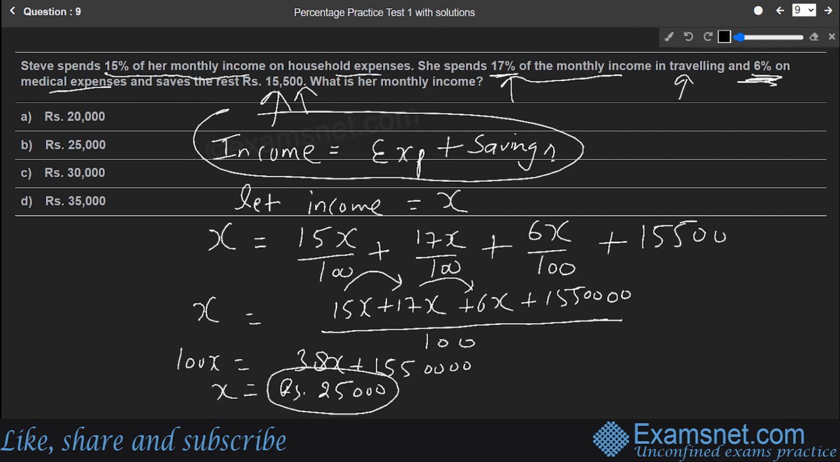So that is the monthly income of Steve, 25,000. Let us see, it is available in option number B, which becomes the right answer.